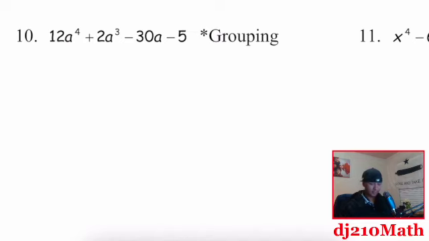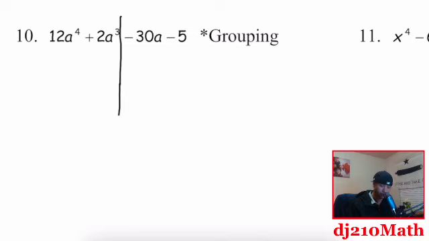All right, number 10. 4 terms, so we're going to factor by grouping. Factor by grouping is a very specific technique. If you split this down the middle in front of the second symbol, the second operation, the minus 30, we're going to do it in pieces. So the left side, the 12a^4 plus 2a cubed, I'm going to factor out the GCF.